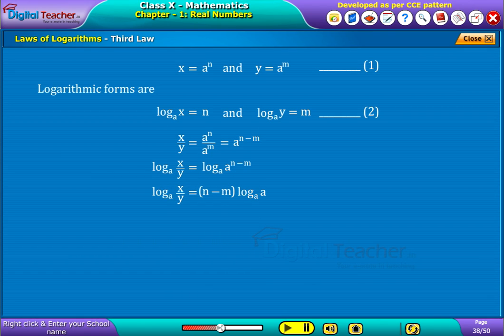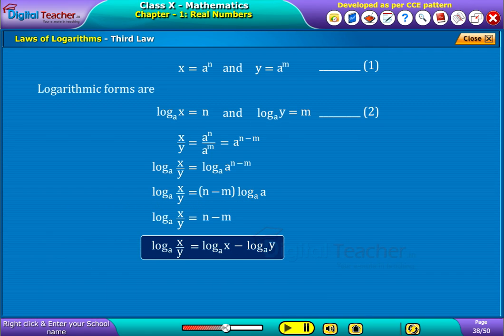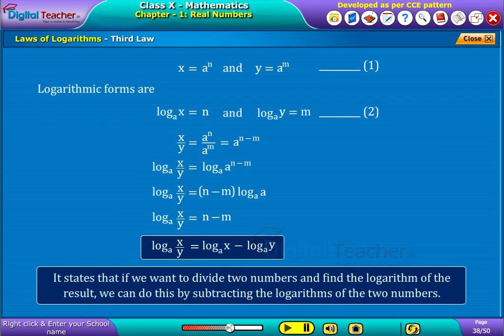From 2, we can write it as log x by y to the base a is equal to log x to the base a minus log y to the base a. This is the third law. It states that if we want to divide two numbers and find the logarithm of the result, we can do this by subtracting the logarithms of the two numbers. Let us solve an example problem based on the third law of logarithm.